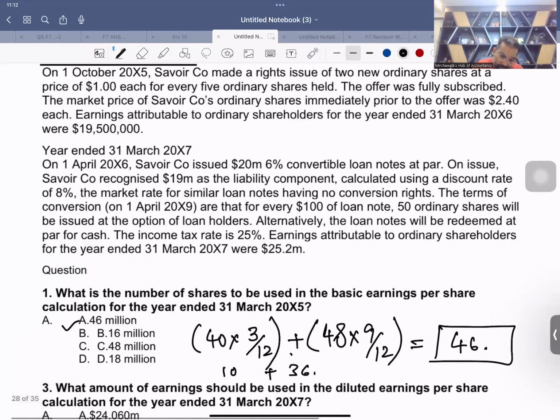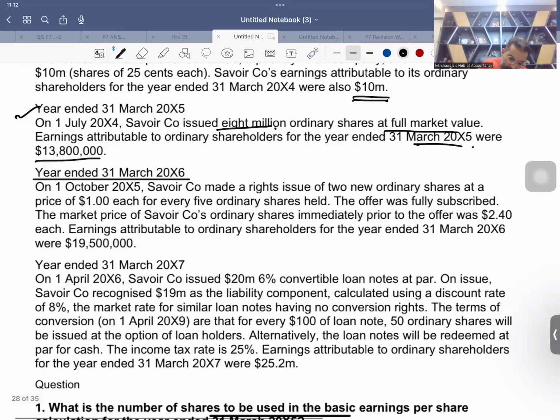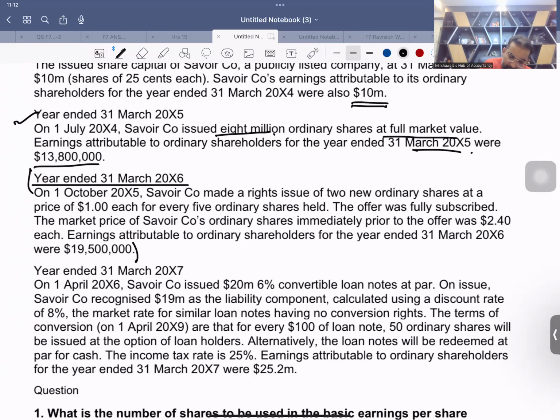See this. In this year, on 1st October X5, Savoy Company made a rights issue of 2 new shares for every 5, a 2 for 5 rights issue. The issue price is $1, whereas the market price of Savoy Company immediately before the offer was 2.4. So the average market price was 2.4.